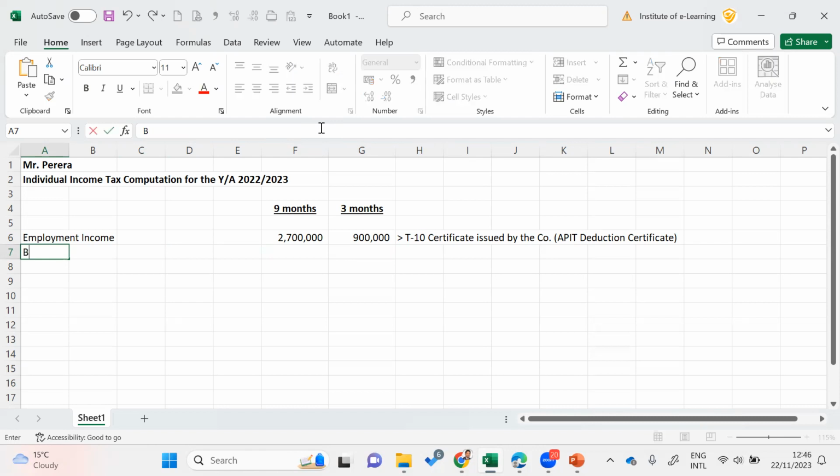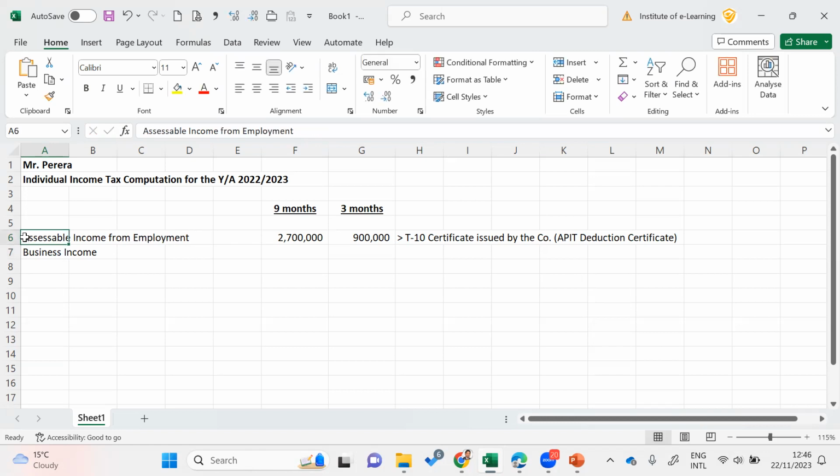And then if you are having a business income, we have to consider this. We have to take assessable income from the business and convert this. This is also assessable income from employment. I would say assessable income from employment, because assessable income in the sense they have to consider cash benefits as well as non-cash benefits.